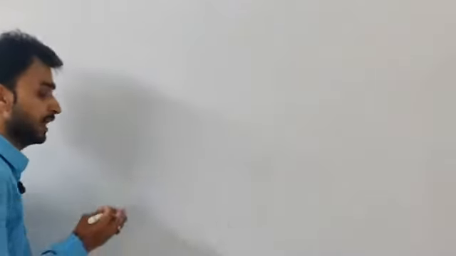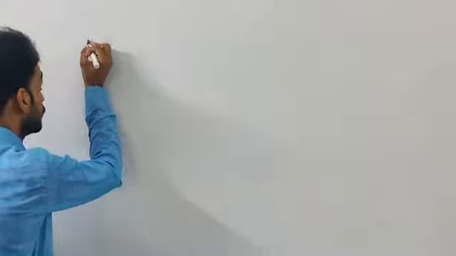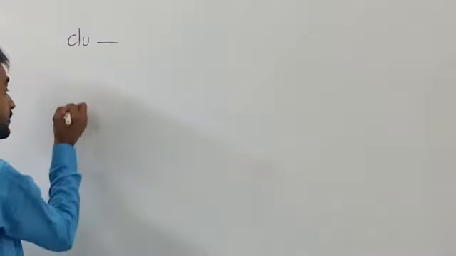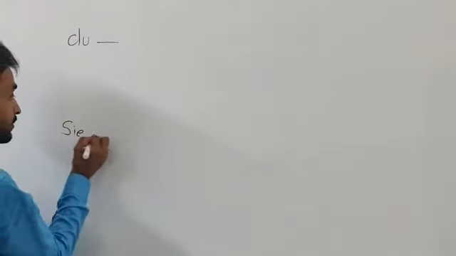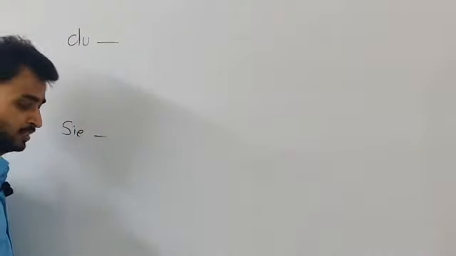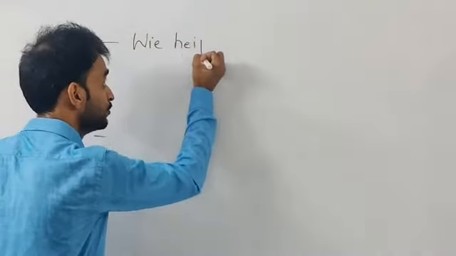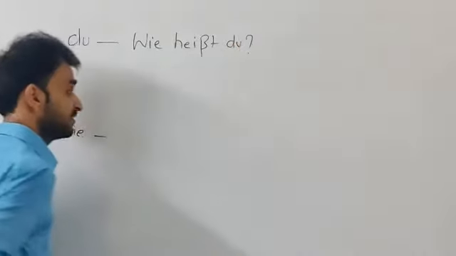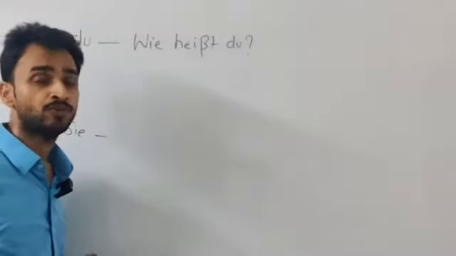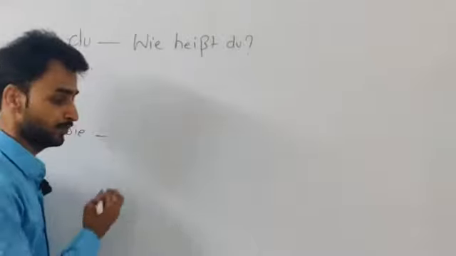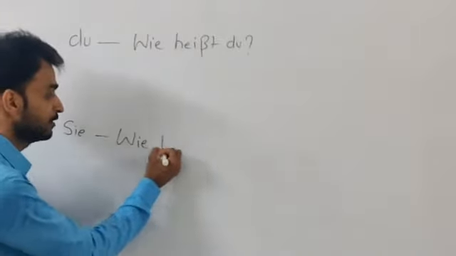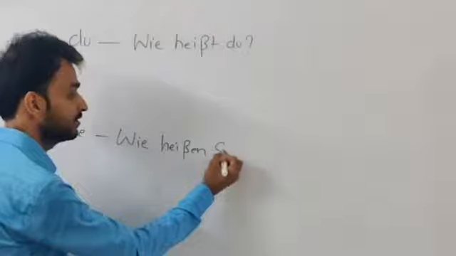So you know that we have two words, du and Sie. Du means informal. We have two types of words, okay? These are the two different words. So du we use in the informal conversation. Suppose if I ask your name, Wie heißt du? It means how are you called? I said earlier, we don't say what is your name, we say how are you called? And in formal, we say Wie heißen Sie? This is the formal conversation.